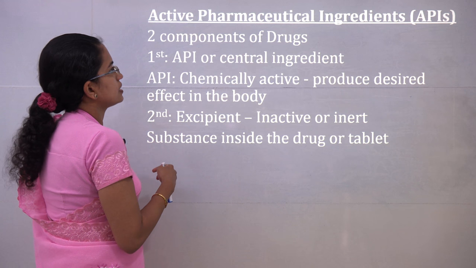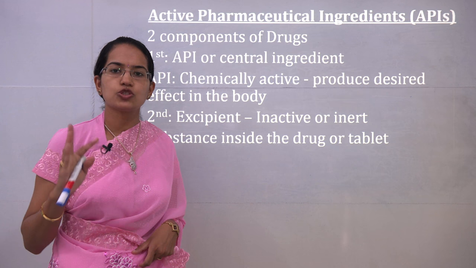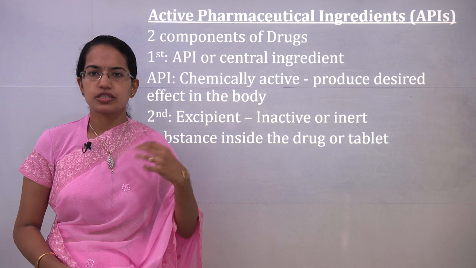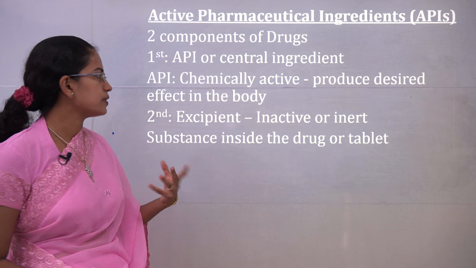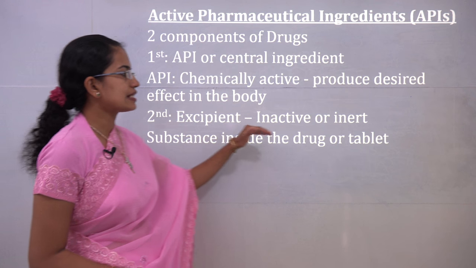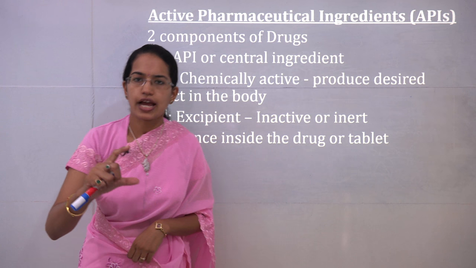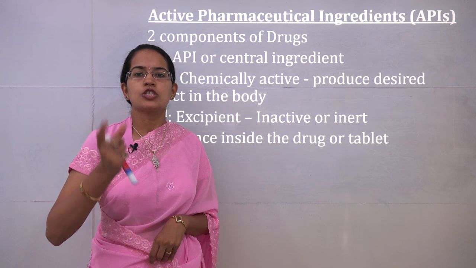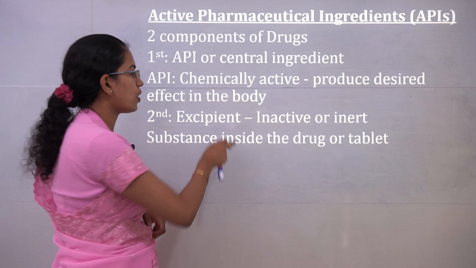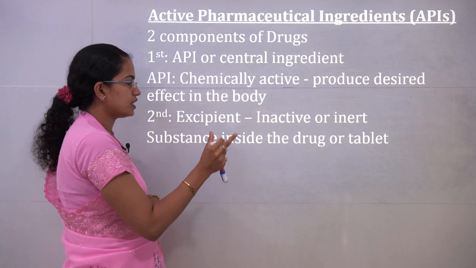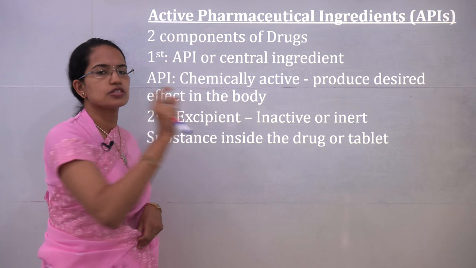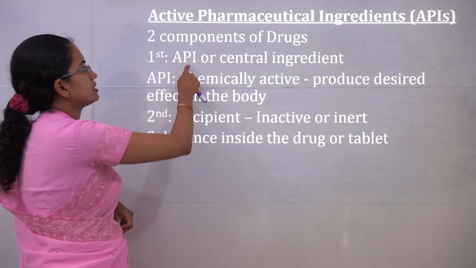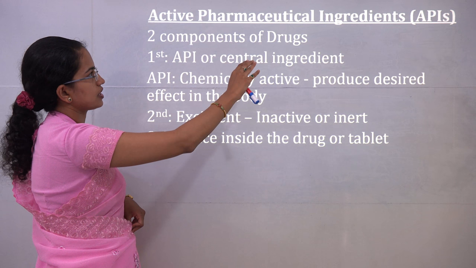The next is the API ingredients. Now the drug has two ingredients. The first is the API, that's the chemically active one, which produces the desired result in the organism when given. The other is the excipient, that is inactive or inert. For example, a child when given a dose is given a liquid paracetamol, let's say for fever. So that liquid is the excipient or the inactive constituent of the drug. And the active constituent is the small amount of paracetamol that is mixed into that liquid. So that's the API or the active pharmaceutical ingredient.